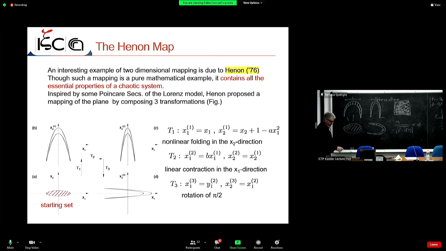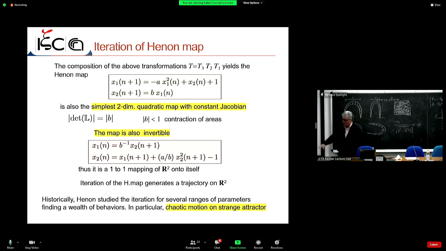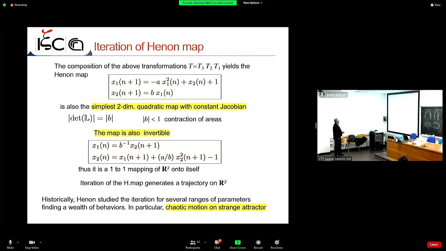If you combine them all together and start iterating this transformation, you obtain the well-known Henon map. This is the formula: you have the square of the point at time n plus x at n plus 1. So this is basically a quadratic transformation, and the second one is basically a linear transformation. If you compose those transformations, you arrive at the final formula, that is this one.